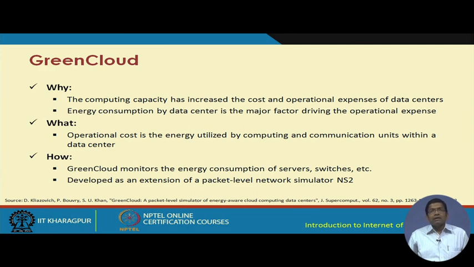So, why do we need Green Cloud? The computing capacity has increased the cost and operational expenses of data centers. So, energy consumption by data centers is the major factor that drives the operational expenses. So, what is Green Cloud? It offers operational cost, which is the energy utilized by computing and communication units within a data center. Green Cloud basically monitors the energy consumption of the servers, the switches, etc., and it is developed as an extension of the NS2 packet level network simulator.